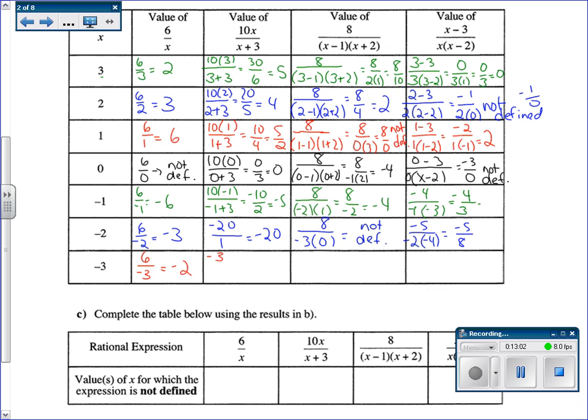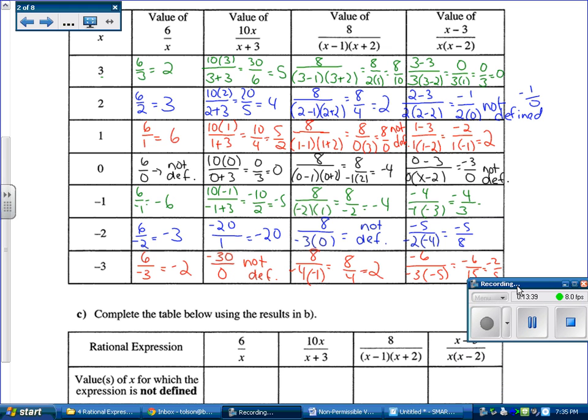Negative 30 divided by 0, so this is not defined. 8 divided by negative 4 times negative 1 is 8 over 4, which is 2. Negative 4, yep, that's right. And then negative 3 minus 3 is negative 6 over negative 3 times negative 5. So that's negative 6 over 15, or negative 2 over 5. Okay, so we've got that done.